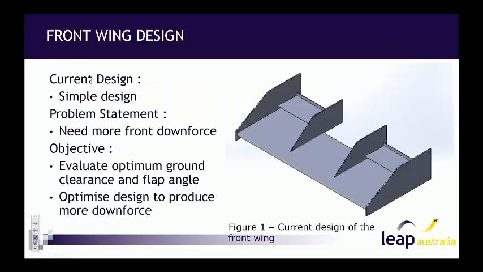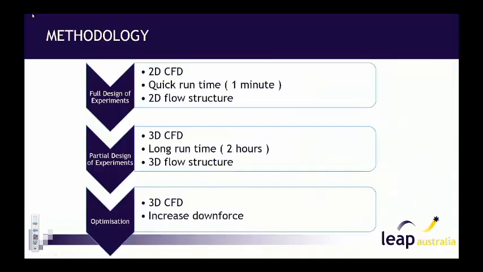That's cool. All right, so this is a little bit about how I used DOE, design of experiments, and also a bit of what-if study to improve the front wing of the RMIT car last year. This is part of one of my projects. The idea was that it's a very simple current design. We need to make a little bit more front downforce, and the objective was to evaluate the ground clearance and flap angle that produces the most amount of downforce.